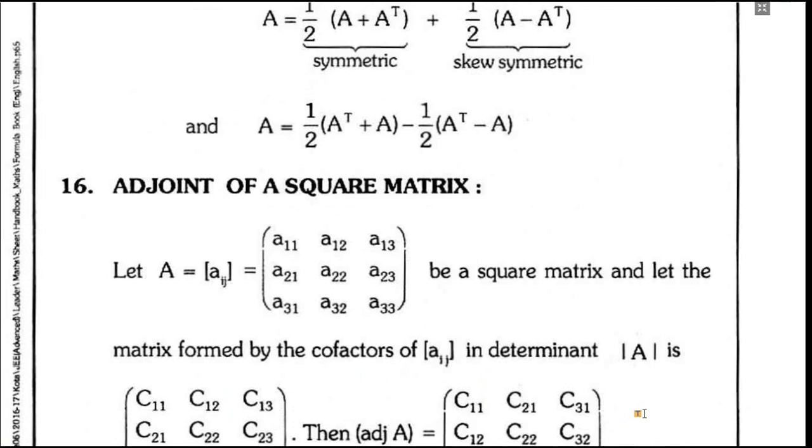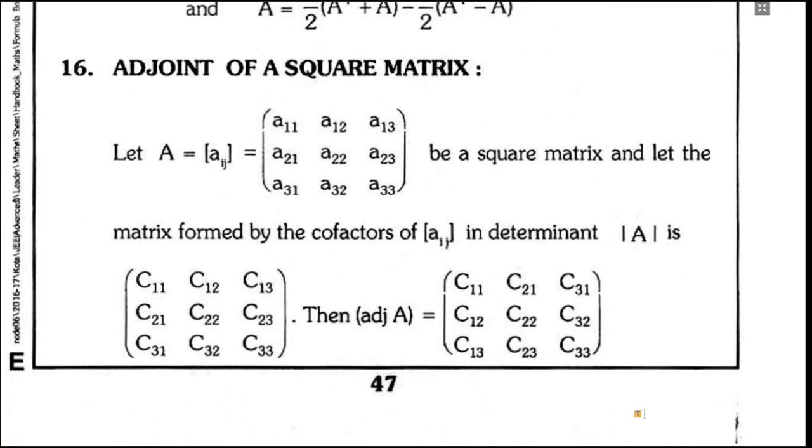Adjoint of a square matrix. Let A equal to Aij, this matrix A11, A12, A13, A21, A22, A23, A31, A32, A33, be a square matrix, and let the matrix be formed by the cofactors of Aij in determinant det A.